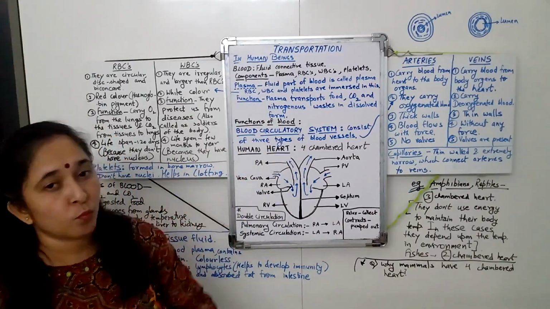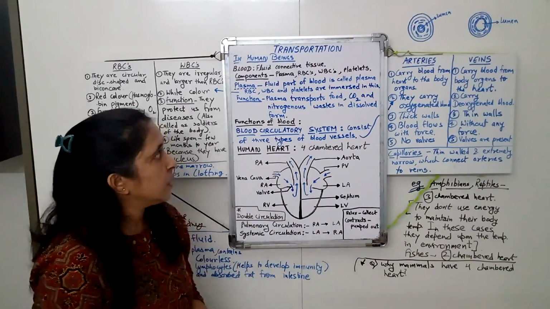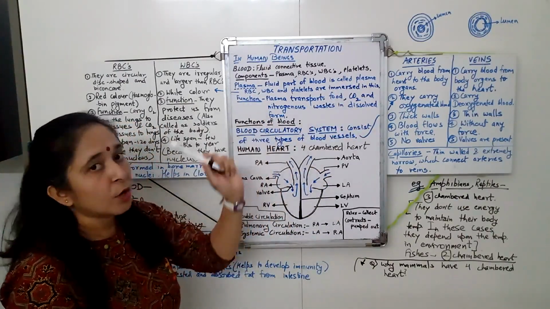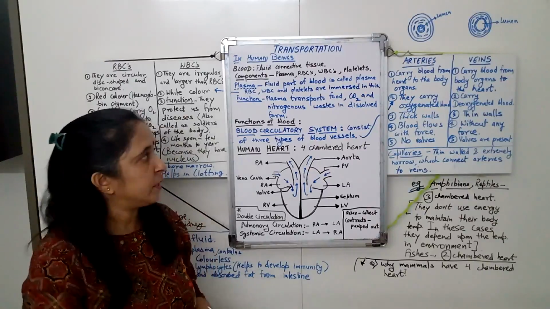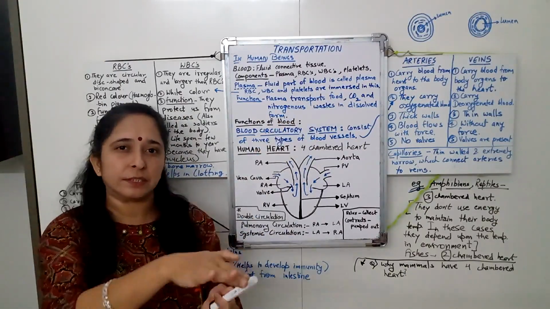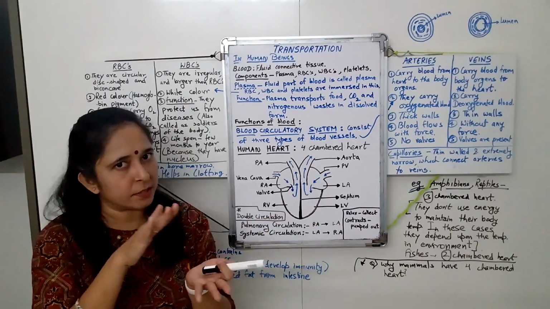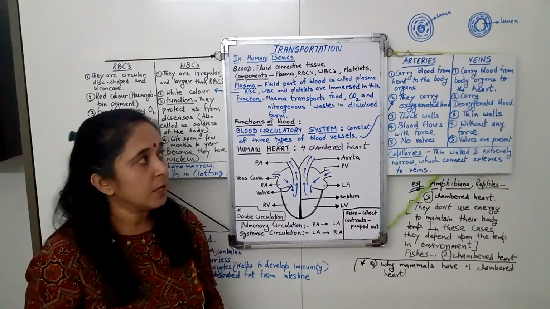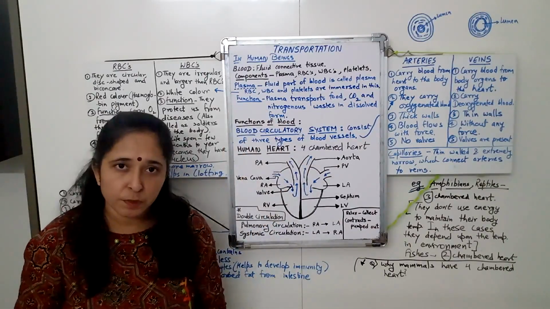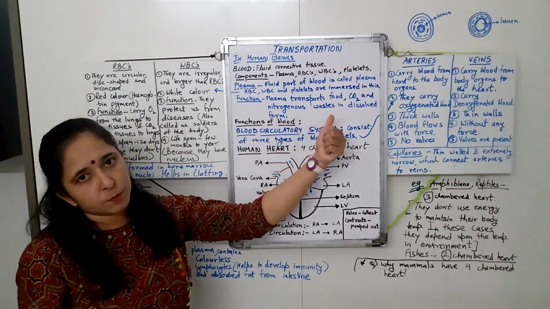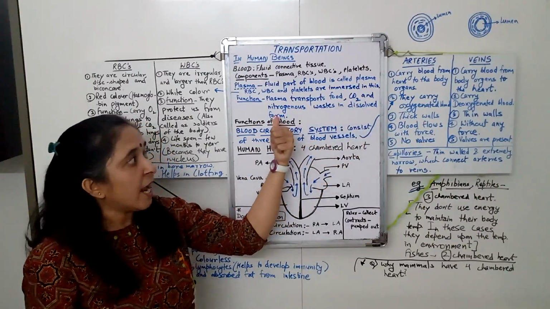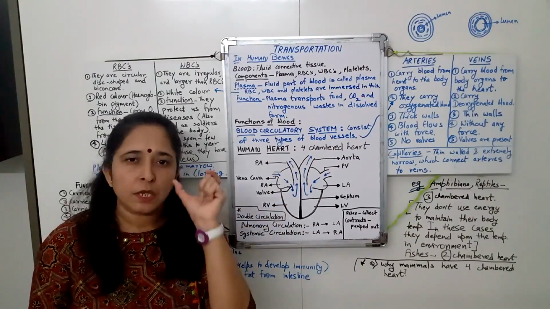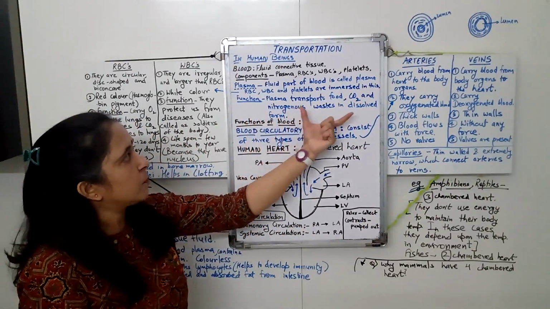First one is the plasma. What is this plasma basically? Plasma is the fluid part of the blood. The RBC, WBC and platelets are immersed in it. So the main liquid part is the plasma, in which RBC, WBC and platelets are present. Now what is the function of the plasma? What is the main function? Plasma transports food, carbon dioxide and nitrogenous waste in the dissolved form. So this is the main function of the plasma.